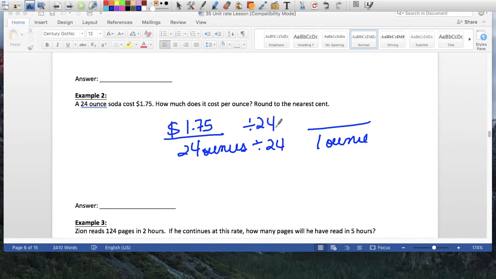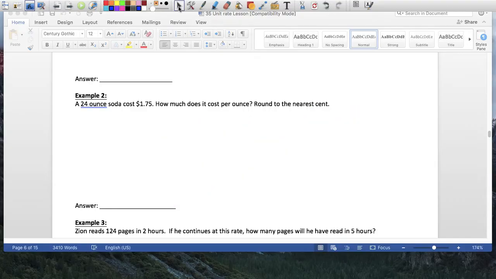So if you take that in the calculator, 1.75 divided by 24, you're going to get 0.07 cents. So the answer is that. Okay. Moving along.